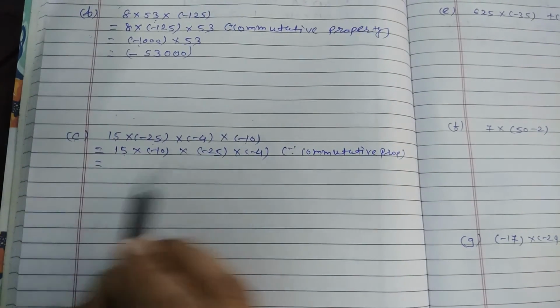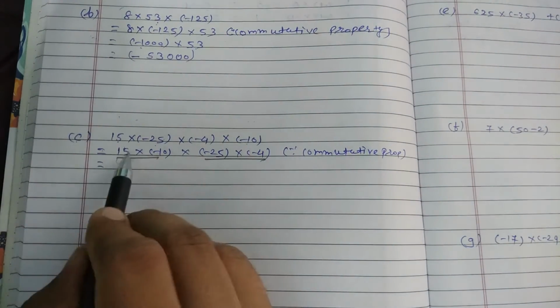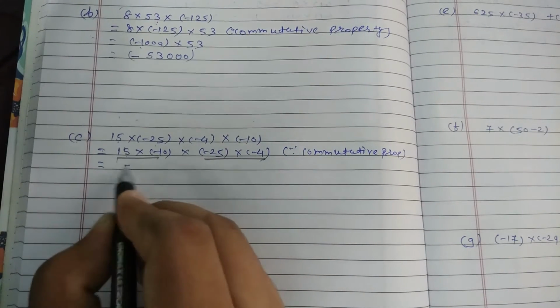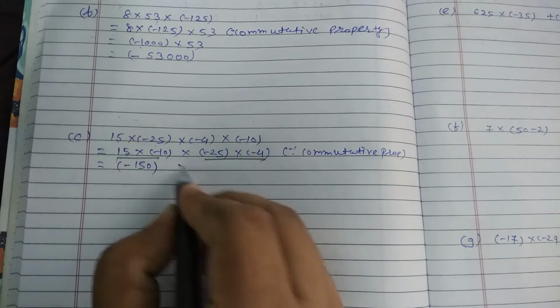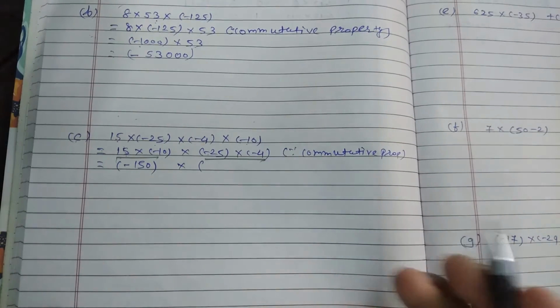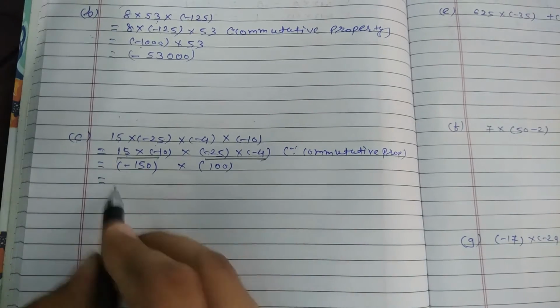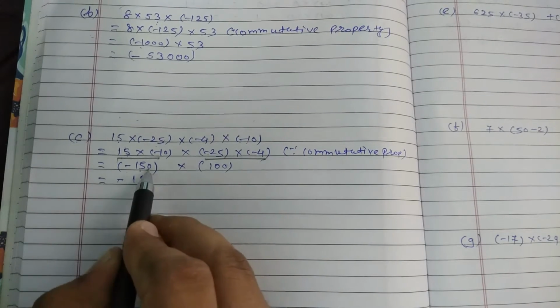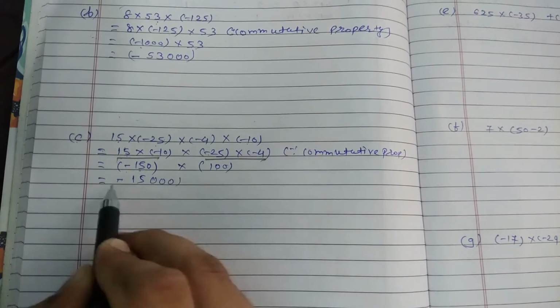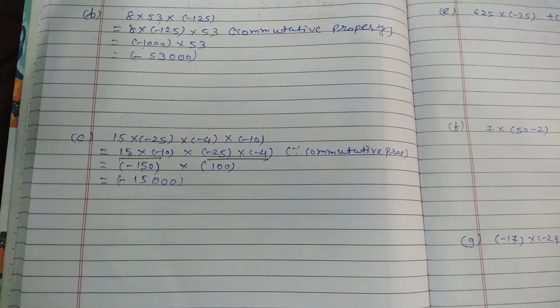So that is equal to, now we can do this simplification easily. Make a pair of this one and this one. 15 multiplied by minus 10, plus times minus is minus, and 15 tens are 150, that is minus 150, multiplied by here minus times minus is plus, 25 fours are 100. That is equal to, now minus times plus is minus, 150 multiplied by 100, that is 15 ones are 15, and then 0, 1 2 3, three zeros. So the answer is minus 15,000. So this way we can make multiplication easier, and we can solve this sum verbally.